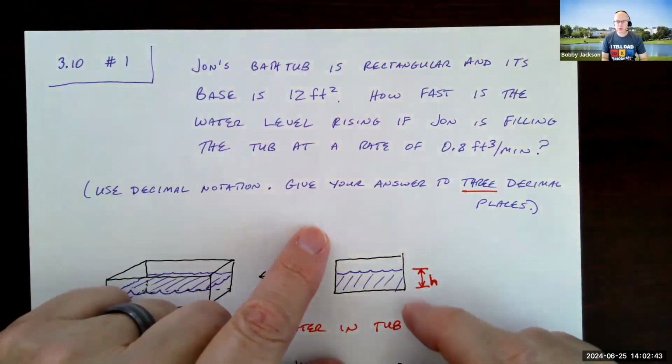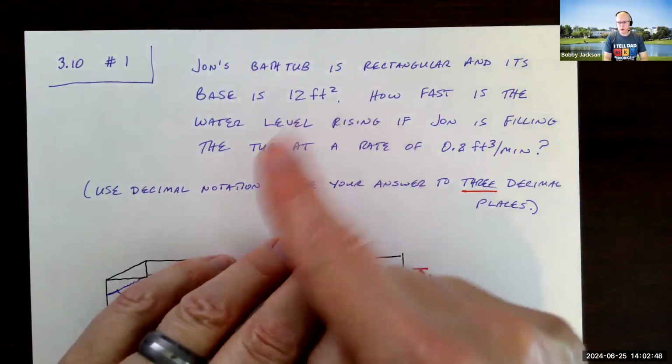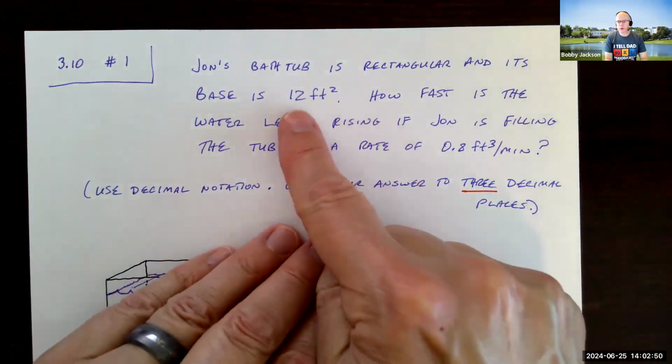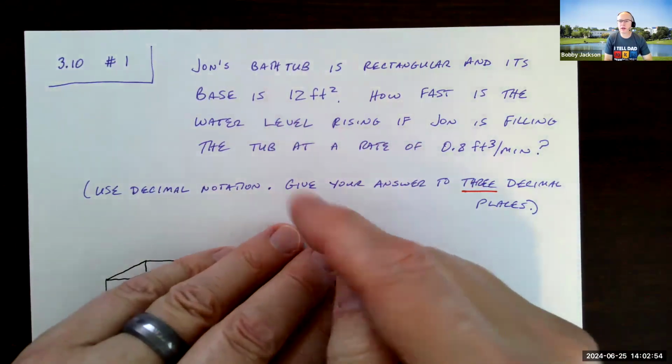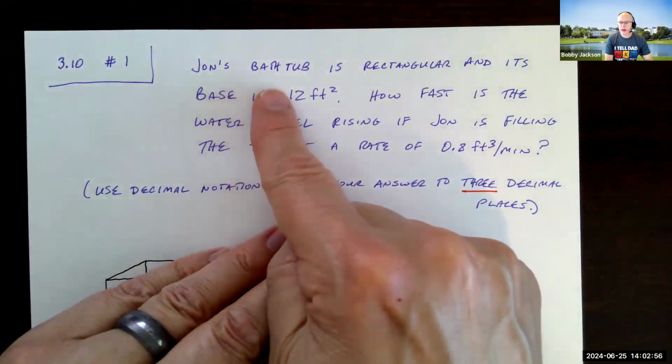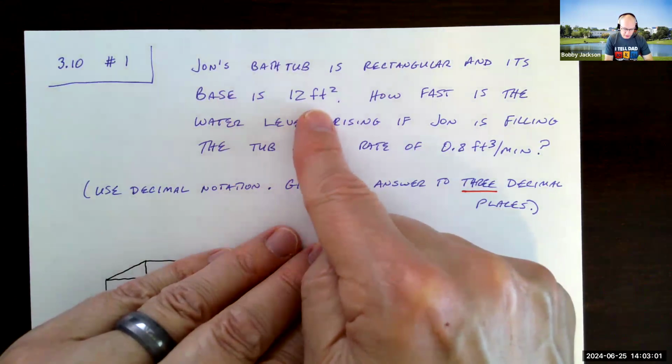We're going to take a look at the first problem in section 3.10 on related rates. Your problem should be very similar to this. The numbers that are given here may be slightly different, but basically the same idea. So John's bathtub is rectangular and its base is 12 square feet.